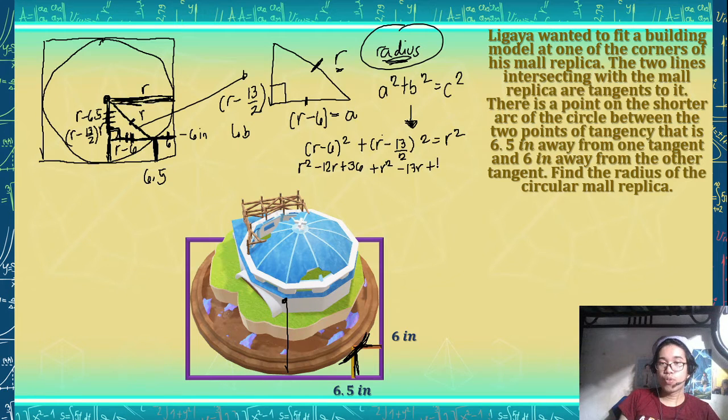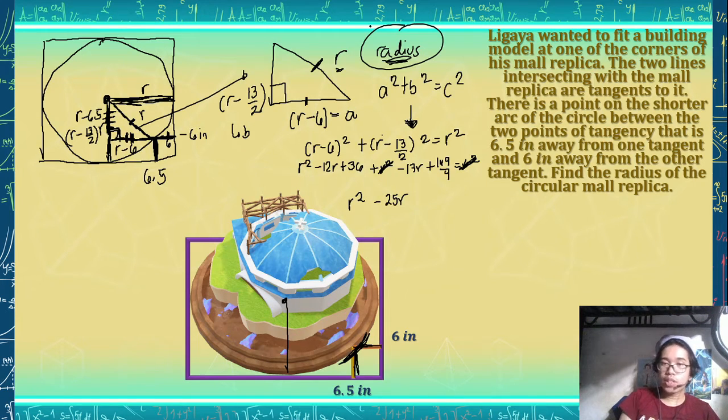169 all over 4 is equal to r squared. Okay, and then we're just going to simplify like and unlike terms. So these r squares will cancel out, and this should give us r squared. So what's negative 12r minus 13r? That should give you negative 25r.